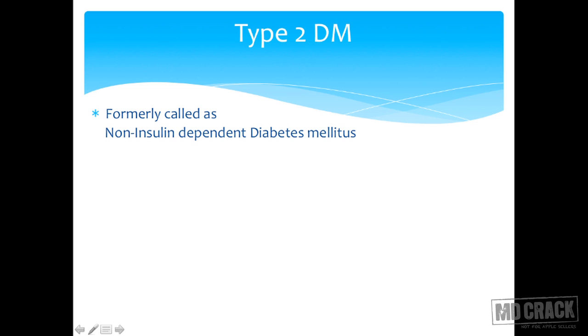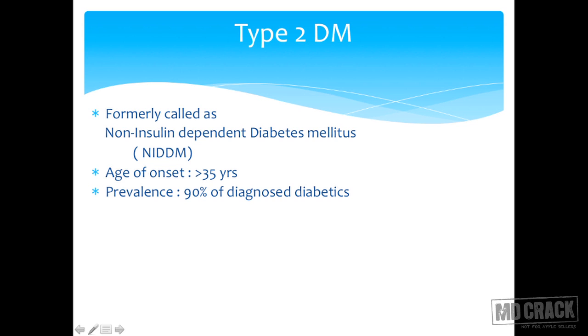Now we go on to type 2 diabetes mellitus. What will be happening in type 2? Now this was formerly called non-insulin dependent diabetes. That meant these people were not dependent on insulin. Something else could be given, which could increase the release of insulin from the pancreatic beta cell. So let us take NIDDM. Age of onset was usually more than 35 years, and this is the most common type of diabetes mellitus. 90% of the diagnosed diabetics are of type 2 diabetes mellitus.